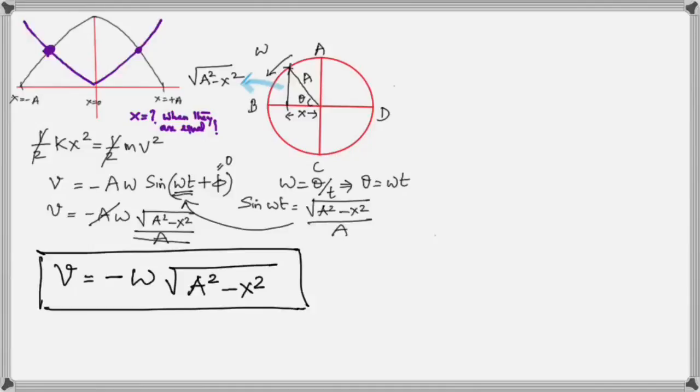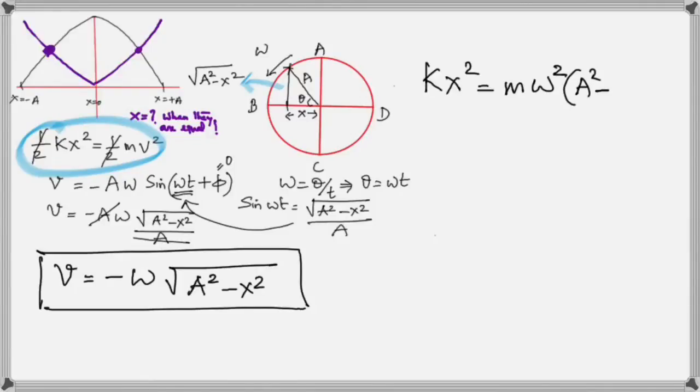All right, so don't forget what we were looking for. What were we looking for? Okay, so go back to this relation, and I'm going to plug that into that relation. So what do I have now? I have k x squared is equal to m velocity squared. So what can I substitute now? Can I say omega squared, a squared minus x squared?